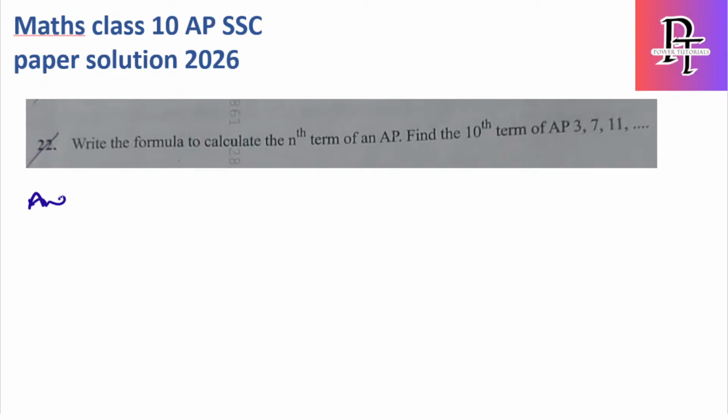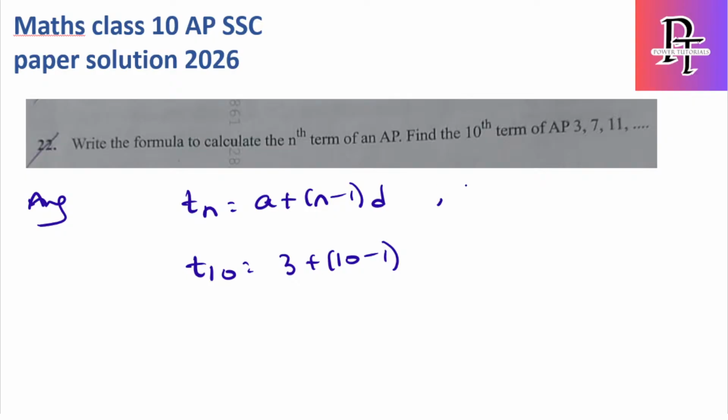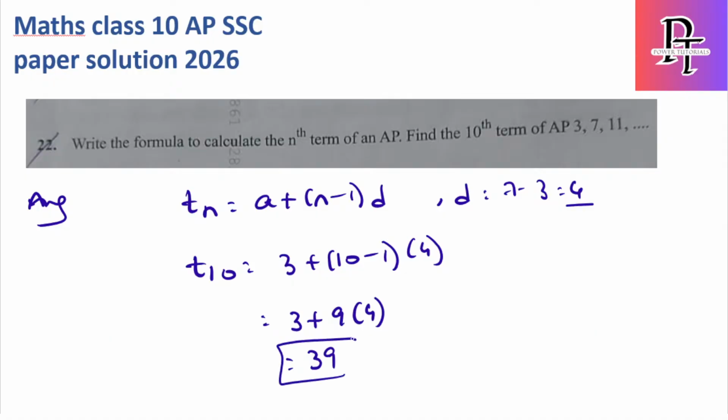22nd question. Write the formula to calculate the nth term of an AP. What is the formula to calculate the nth term? The formula is nth term is equal to a plus (n minus 1) into d. They are asking for the 10th term. So T10 is equal to a, which here is 3, plus (10 minus 1) into d. Let me find the d value first. The d value is the difference between any two consecutive terms, so I will take the first and second. So 7 minus 3 is the d value, which is 4. So this becomes 3 plus 9 into 4, so 4 9s are 36, 36 plus 3 is 39. So the 10th term is 39.